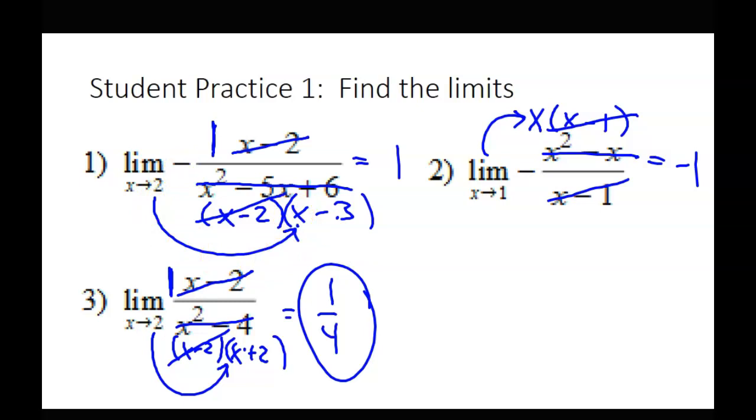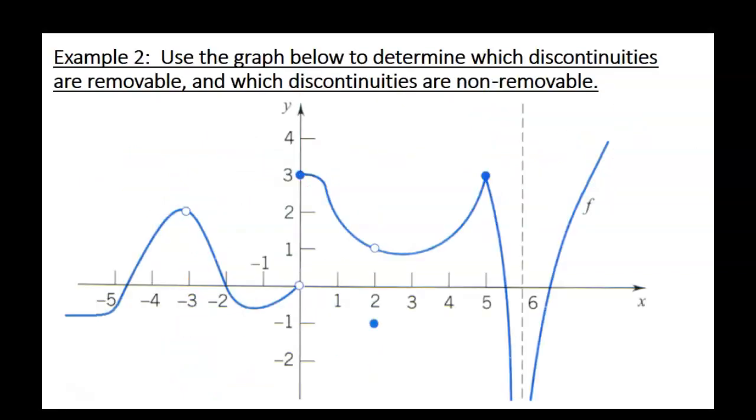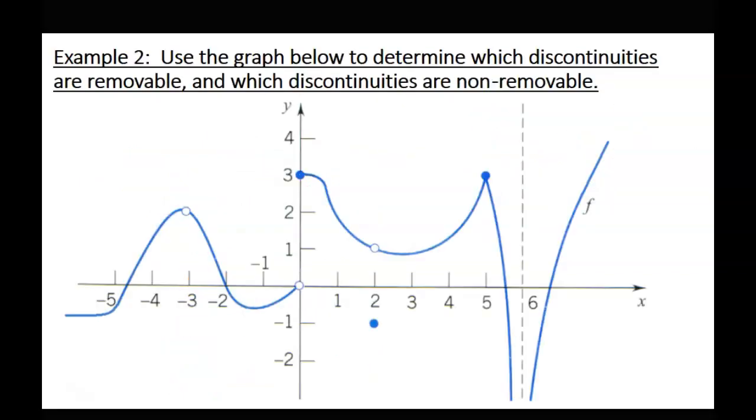Next one. Here we go. Ready? Use the graph below to determine which discontinuities are removable and which discontinuities are non-removable. So let's review. Removable discontinuities. Does the limit exist? Yes, right? We've been doing it for the past 40 minutes. So the limit exists, but are they continuous? No, they're discontinuities, right? So what does a discontinuity that's removable look like on a graph? A hole. So here's one, and here's one. Those are the removable discontinuities.